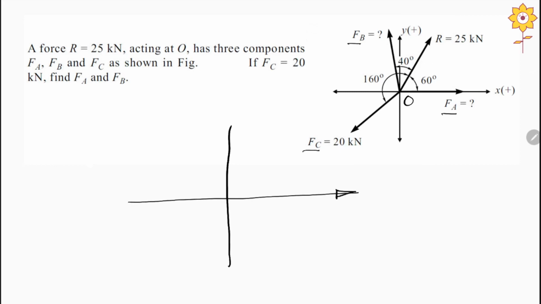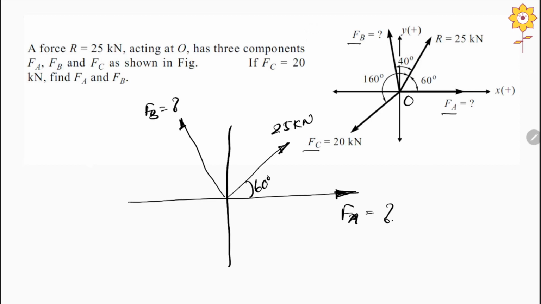So on the horizontal axis we have FA, which is to be found, and we have a resultant which is acting at 60 degree, 25 kilonewton, and we have one more force which is FB, and FC is 20 kilonewton. This is FC, this is R. Okay. Now if you see the angles, this one is 60 degree which is making an angle with the horizontal axis. Okay, that is good.